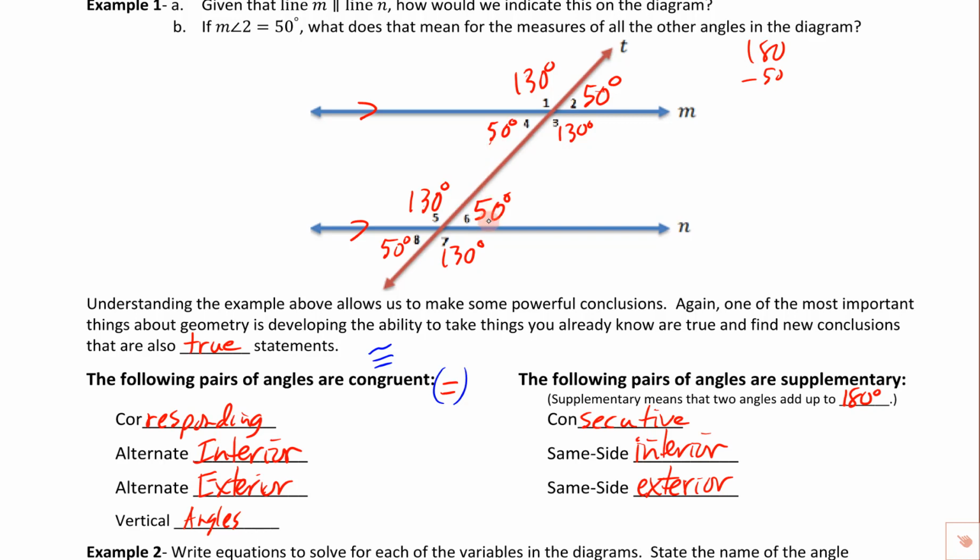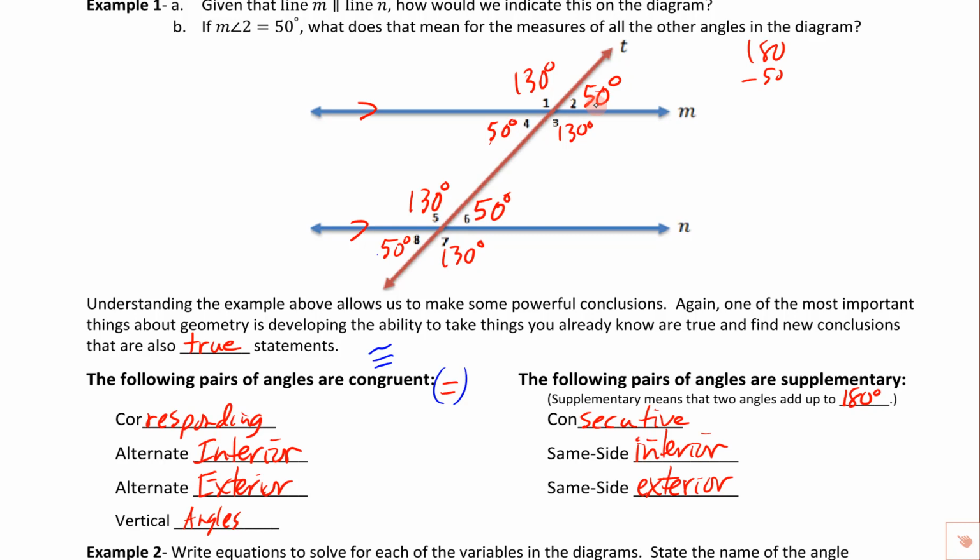The other pair of alternate interior angles on this diagram are angle 3 and angle 5. Both of those are 130. Then we've got alternate exterior. 1 and 7 are alternate exterior. Those two are congruent. 2 and 8, they're both 50. Those two are congruent. And then, of course, we've got vertical angles.